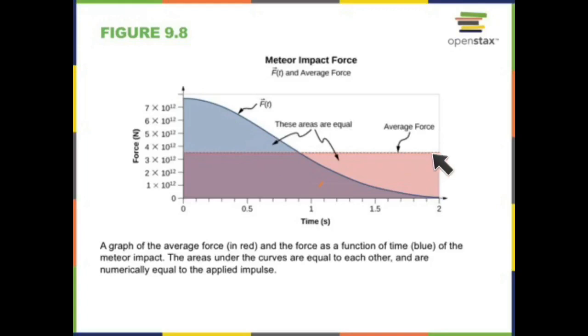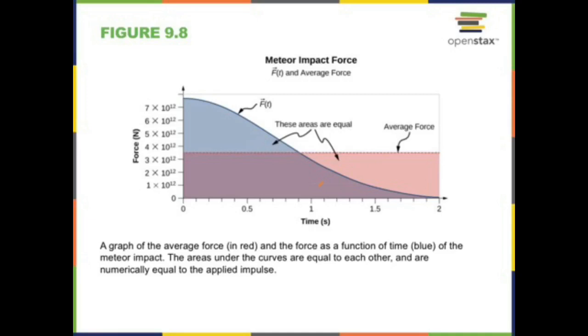Look at the area of this rectangle. Isn't that going to be the same as the other area under this curve? Yes. It is. Now, isn't this the average force? Come on. Yeah. So that means there is a fourth method of calculating impulse. What is that? Average force multiplied by the time. So there are 4 ways of calculating impulse.